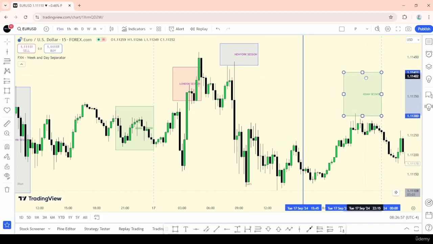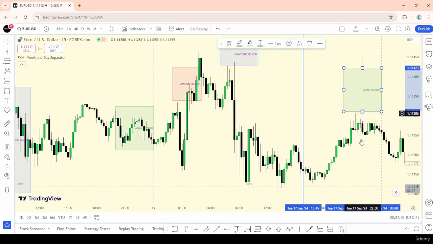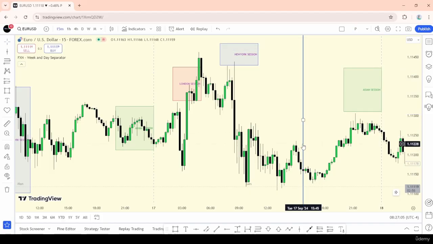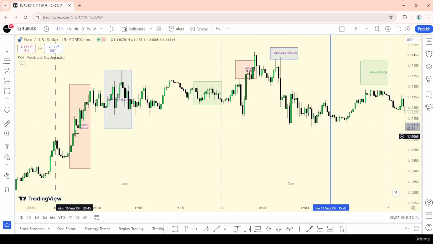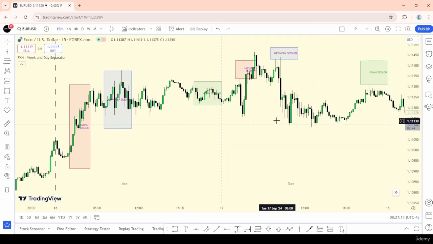So in the Asian session, you have said that it ends at midnight and starts at 8 p.m. Yeah, that's it. So our key focus will be during these sessions, and when you highlight your sessions like this, I think it will be easy even for your mind to be able to stick and to trade within these session zones.